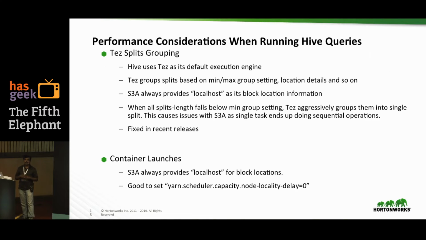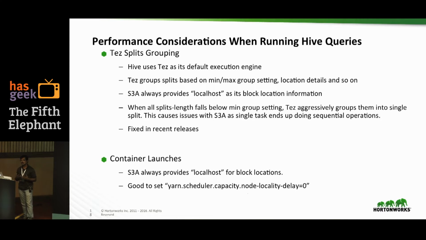And Hive uses Tez as its default execution engine, and the moment split information is computed on the Hive side, it gives it on to Tez for doing further optimization. And Tez does a lot of activities based on the number of min-max split groups that you have got, the location details, and so on. The interesting observation is that S3 always provides localhost as its location information. So if you have a very small table, Tez is going to aggressively optimize and provide only one task.